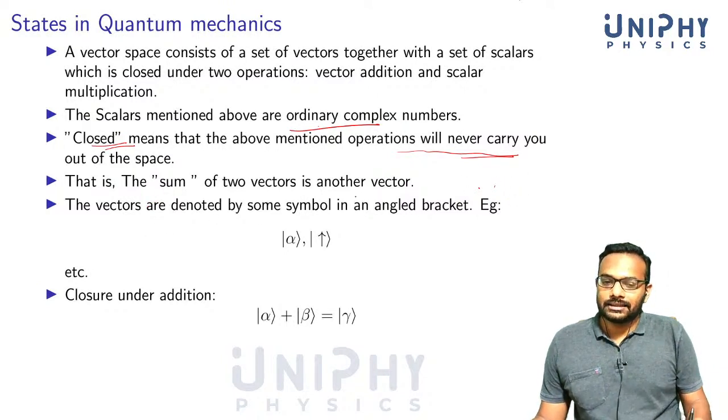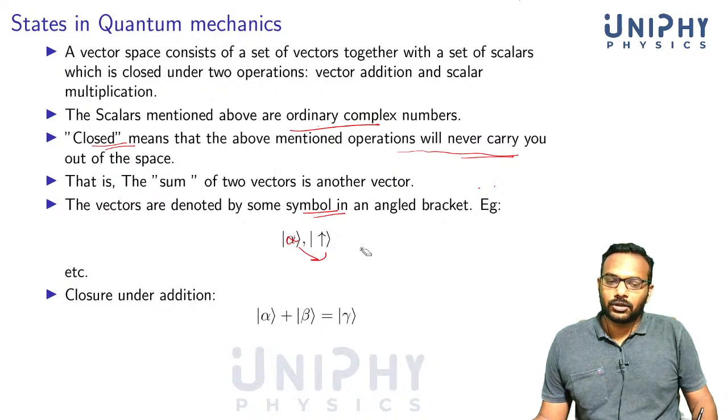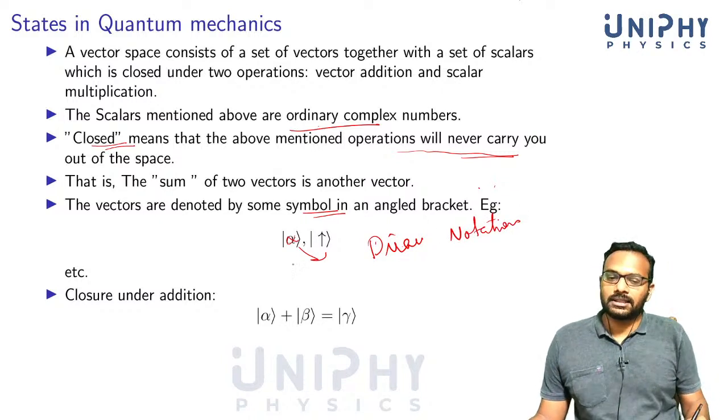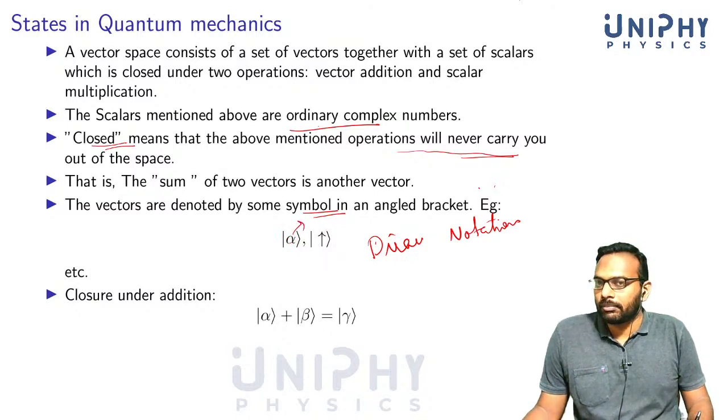And there is a nice symbol to represent the vectors. We put a number or a symbol inside an angled bracket. This is a notation that we will follow. It's known as the Dirac notation. So in Dirac notation, we represent the vectors in linear vector space by an angled bracket, and inside the angled bracket could be a symbol or a number, anything.